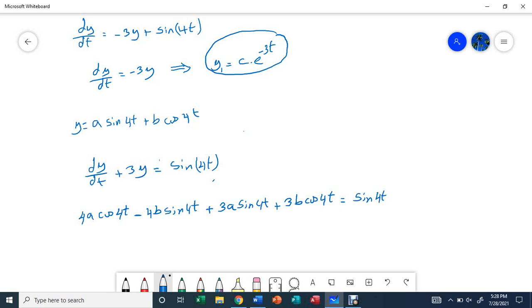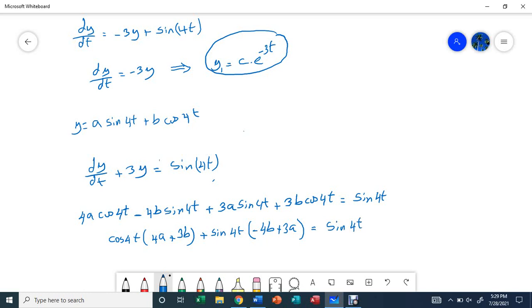So if I combine sines together and cosines together, I get cosine of 4t times (4A plus 3B) plus sine of 4t times (negative 4B plus 3A) equals sine of 4t. So I need to solve for two variables, so I need two equations.